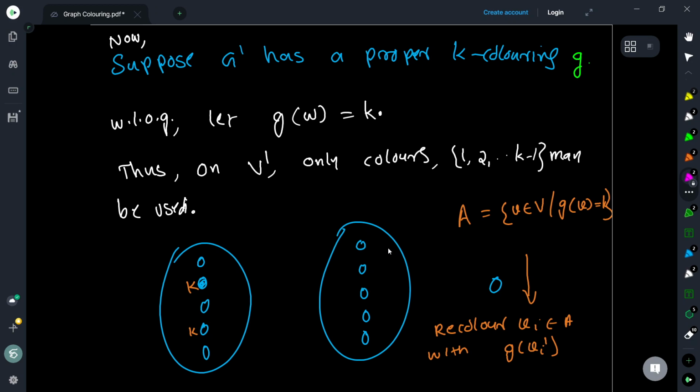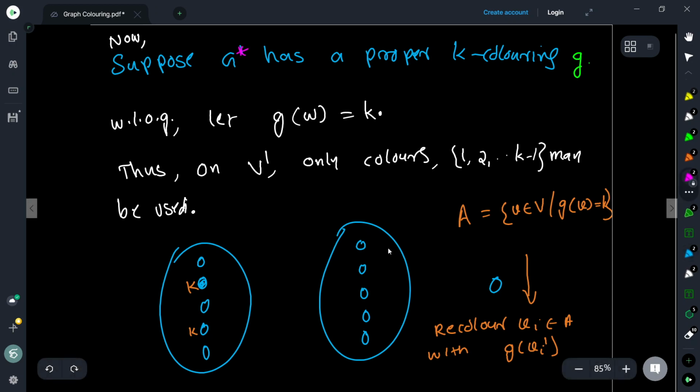So we start by assuming that the graph G star has a proper k coloring. Let us call it coloring G, a function, and we will assume that the vertex W is colored with k in the coloring G. And on the vertex set V dash, which is an independent set, we have used only the colors 1, 2, etcetera up to k minus 1, because W is in the neighborhood of each of the vertices in V dash.